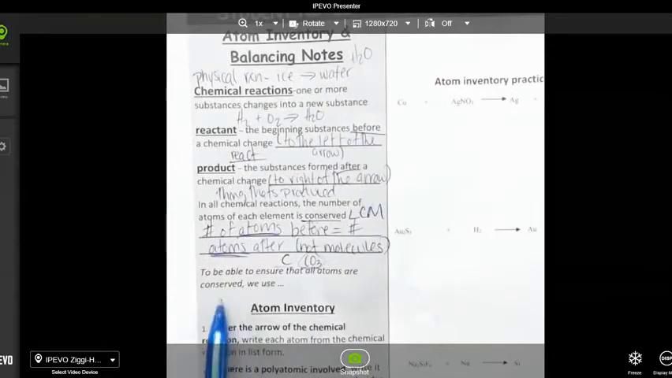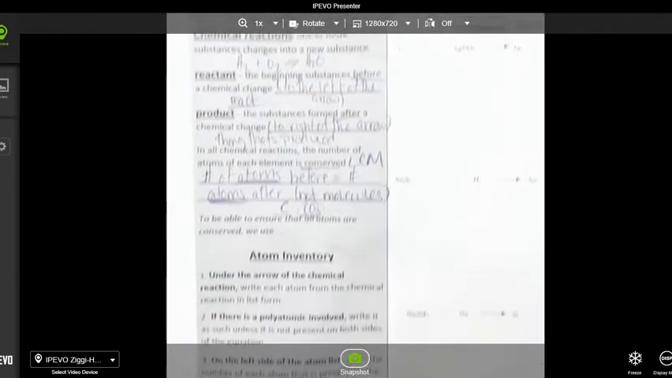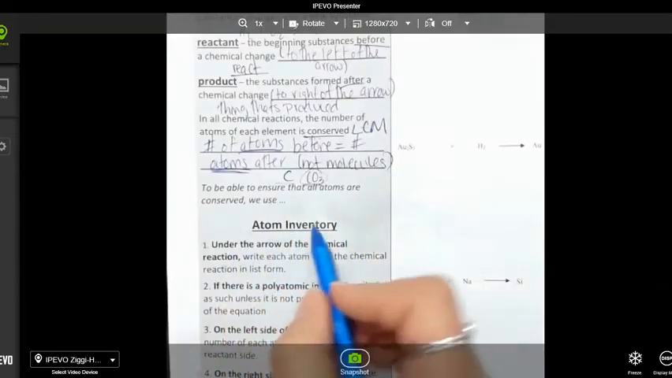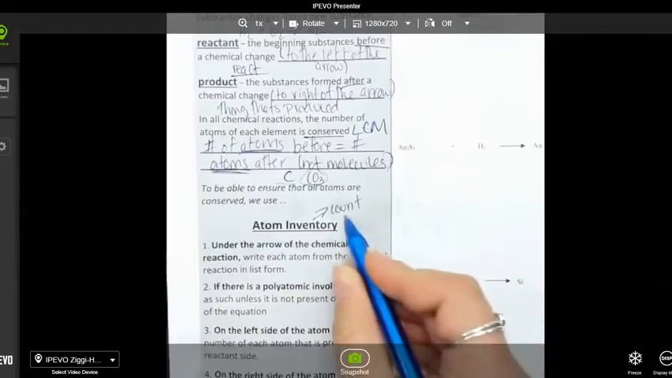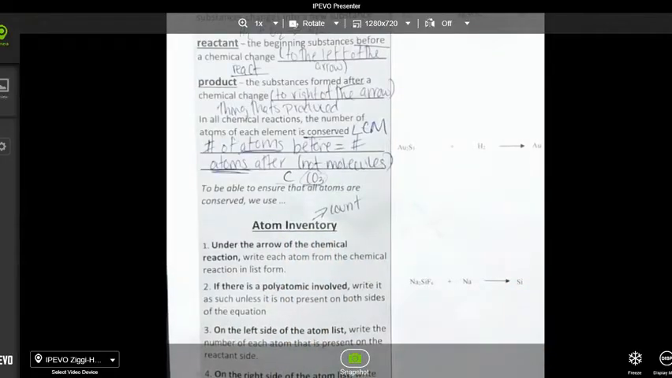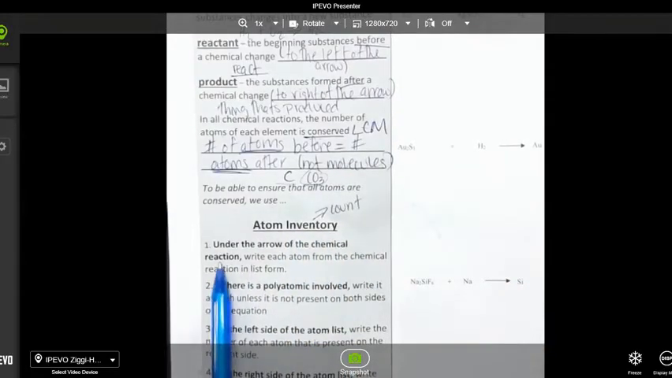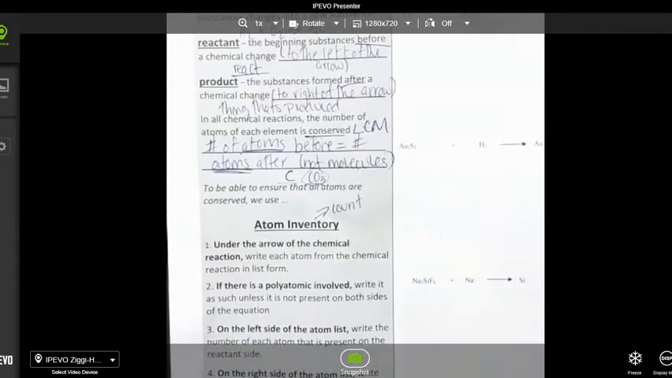Now, in order to be able to ensure that all atoms are conserved, the first thing we have to do is something called an atom inventory. And the word inventory means to count. So we're literally going to be counting atoms. So first thing we have to do under the arrow of the chemical reaction, we need to write each atom from the chemical reaction in list form.